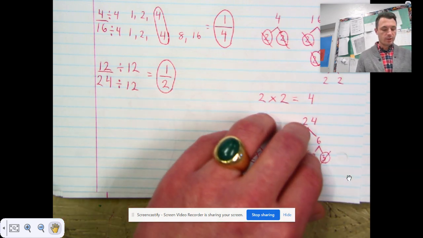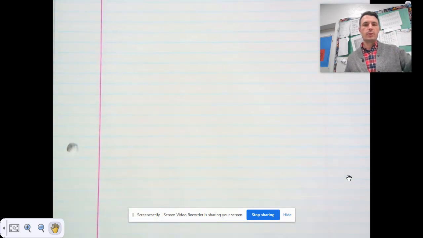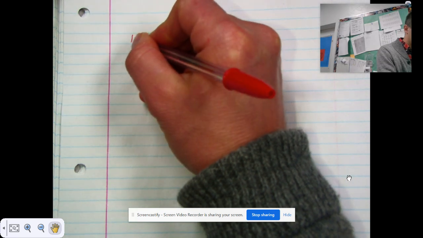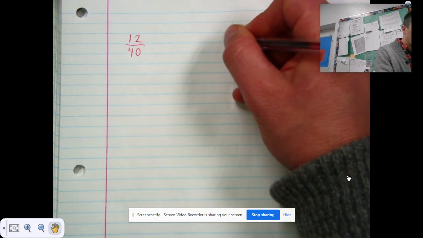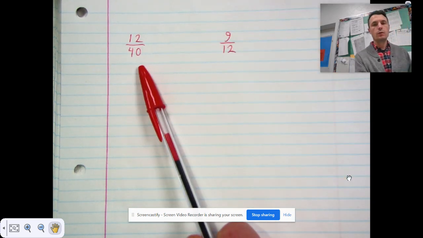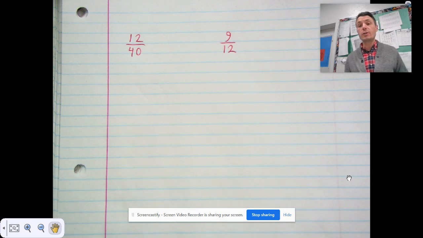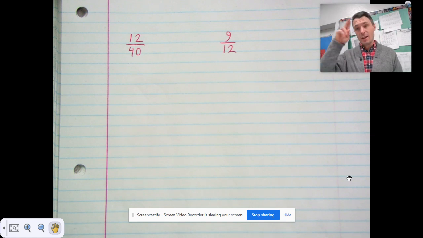Okay, I will give you some independent work now. I'll just assign 2 for independent work. Let's see, I'll give you a hard one, 12 over 40, 12 40ths, and then I'll give you an easier one. How about 9 12ths? Okay, simplify 12 40ths and simplify 9 12ths. Try your best to do it independently, and then click on the video attached underneath this one to see if you did it correctly, and I will see you there.